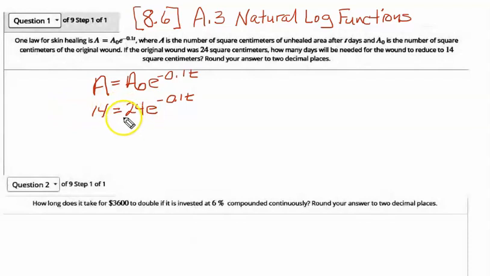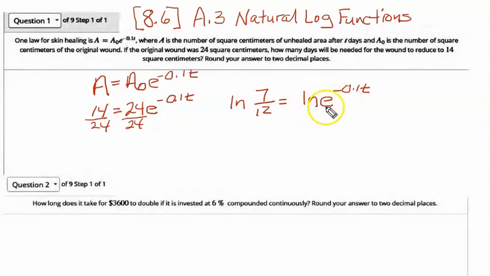So the first thing we do is get rid of this 24 that's on this side. And this can then be reduced to 7/12. That would be nice. And we're going to take then the natural log of this is equal to, and on the other side now we have e to the negative 0.1 t. We're going to convert this side to its natural log as well.